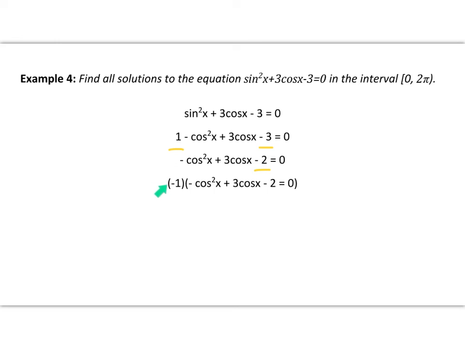If you're like me, you don't like factoring when our squared term has a negative in front. So what I'm going to do is multiply everything through by a negative 1 in order to fix that. So now from negative cosine squared, I have the opposite, positive cosine squared. The plus 3 becomes a minus 3, the minus 2 becomes a plus 2, and then 0 is still 0.